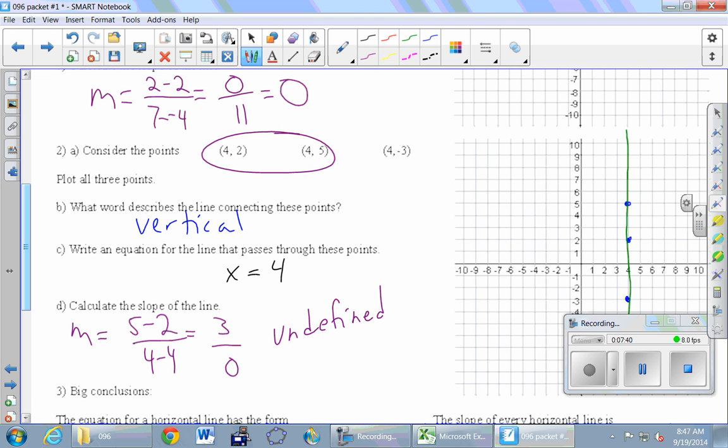I don't want you to say that there's no slope, because the word no in English might also mean 0. For example, I have no oranges. And so undefined and 0 are 2 completely different answers here. So I'm not looking for you to say no slope. I'm looking for you to use that word, undefined, okay? All right, so our conclusions.